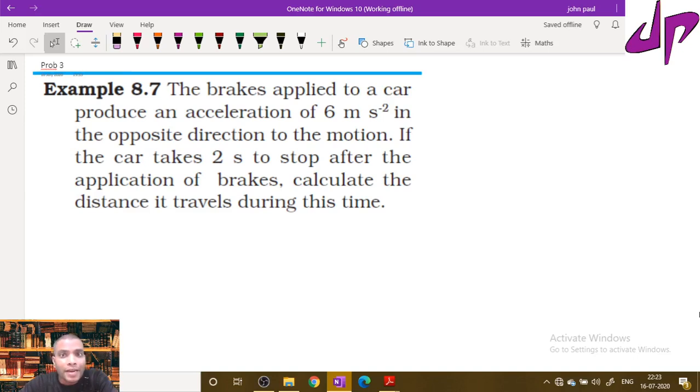The brakes applied to a car produce an acceleration of 6 meter per second square in the opposite direction to the motion. If the car takes 2 seconds to stop after application of brakes, calculate the distance it traveled during this time.